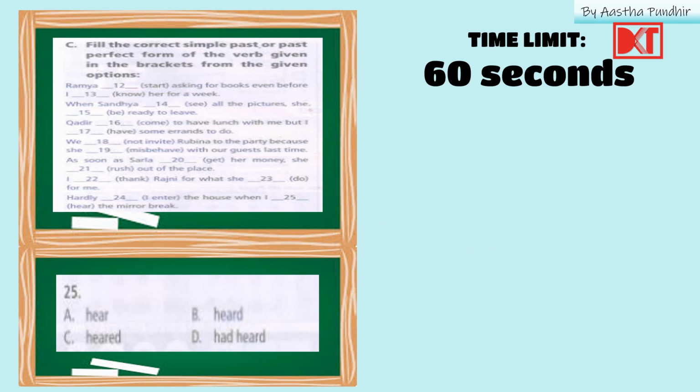Okay, here, hardly had I entered the house when I dashed the mirror break. This is pretty easy. As I just told you in the last one, here we will be using simple past. I heard the mirror break. The past form of hear is heard.